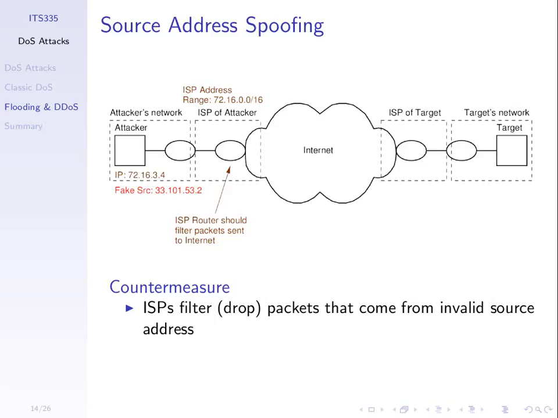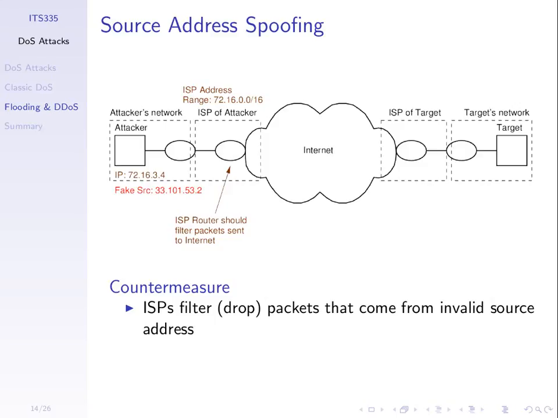The way to stop this is that what your ISP really should do is whenever packets come from one of its customers, the ISP should check if the source address is valid or not. And the ISP knows what's a valid address. So if I'm the customer and the ISP has given me the IP 72.16.3.4, and then I send a packet, then the ISP's router should be able to detect if the source address is correct or not. And if it's not, what the ISP should do is filter or drop those packets which have a fake source address.